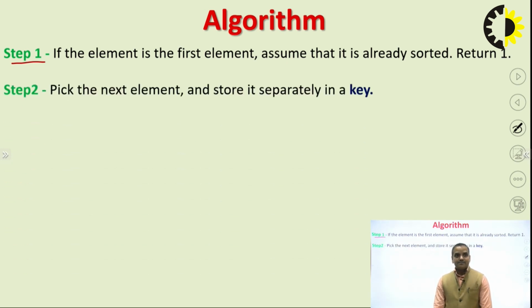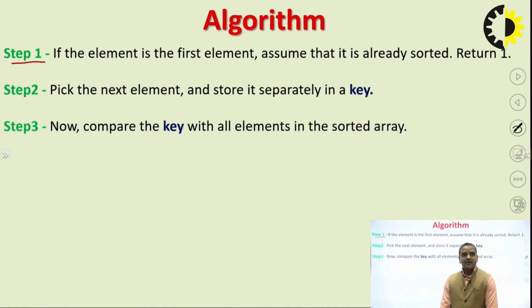The second step is to pick the next element and store it separately in a key. That means from the given array, we pick the second element and insert it at the position in the sorted array. Now the third step is to compare the key with all elements in the sorted array. After picking the key value, we compare it with the elements before the key, and if the position is identified, we insert the element at the proper position.